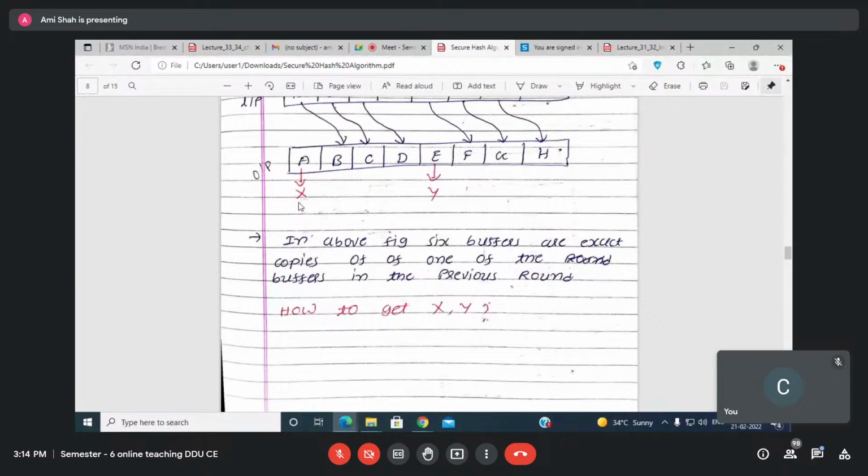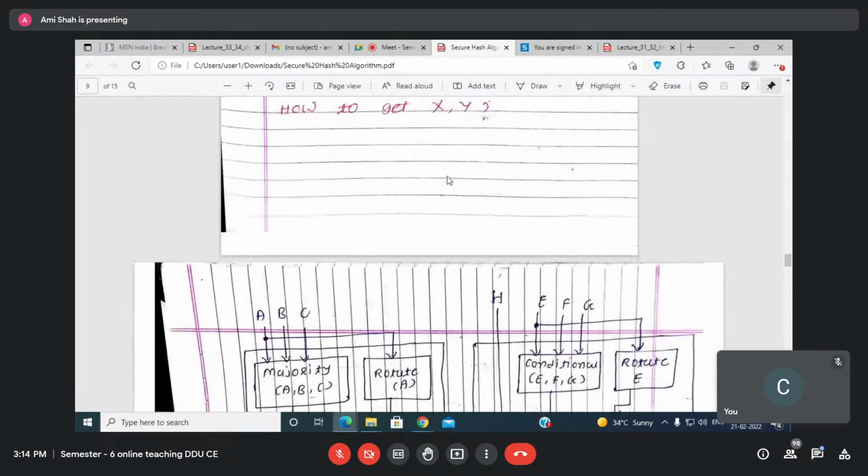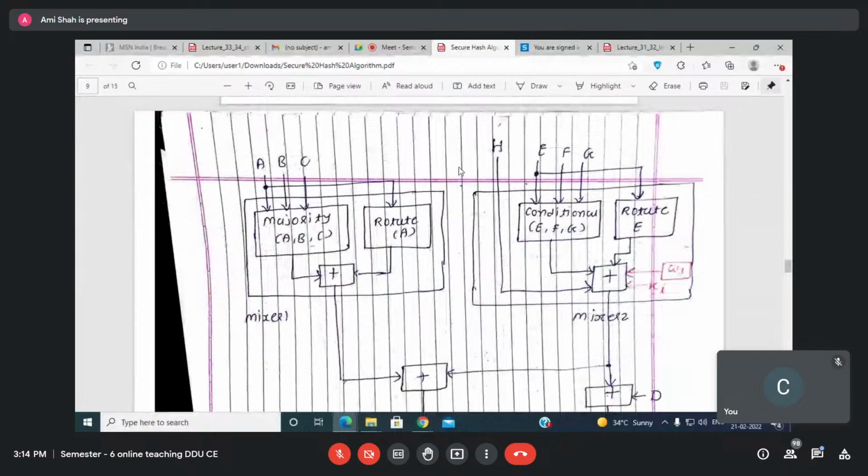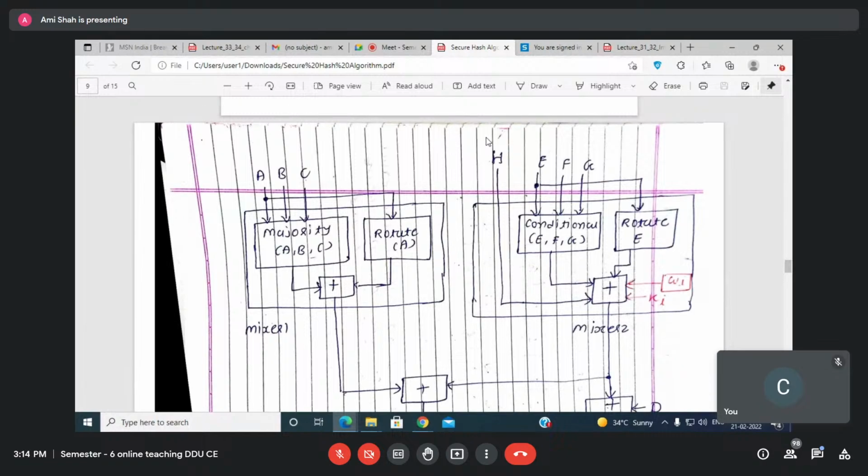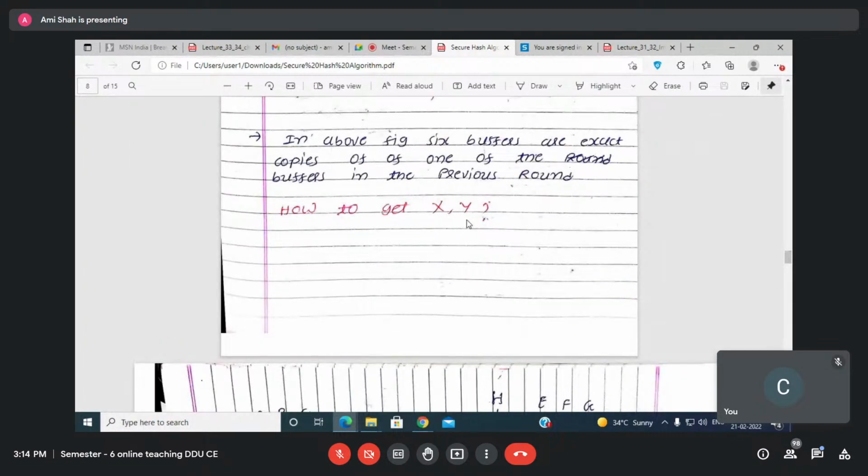Let's say A is denoted by X and E is denoted by Y. So in the above figure, the six buffers are the exact copy of one of the buffers in the previous round. Now again the question arises in your mind: how are we achieving this X and Y? For that, understand that each and every topic is related, so first you have to understand the previous one, so go through the whole theory. Now, how are we achieving this X and Y?